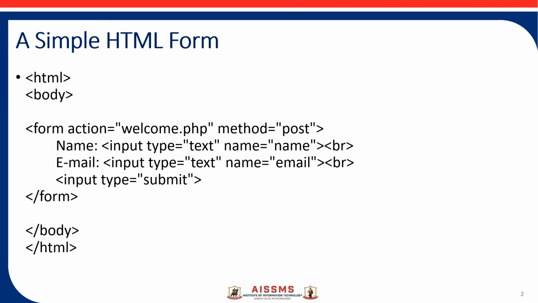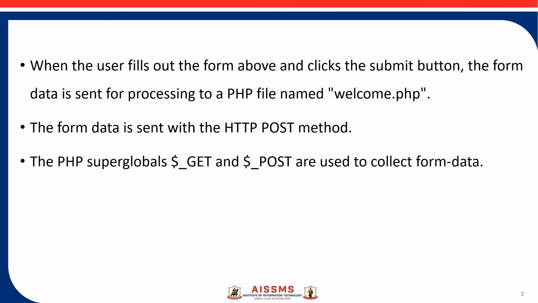Method is equal to post. The second attribute for a form is method, whose value is post. Method means by which HTTP method you want to submit the form data. There are two HTTP methods: one is GET and another one is POST. We'll understand the difference between GET and POST methods in the next slides.